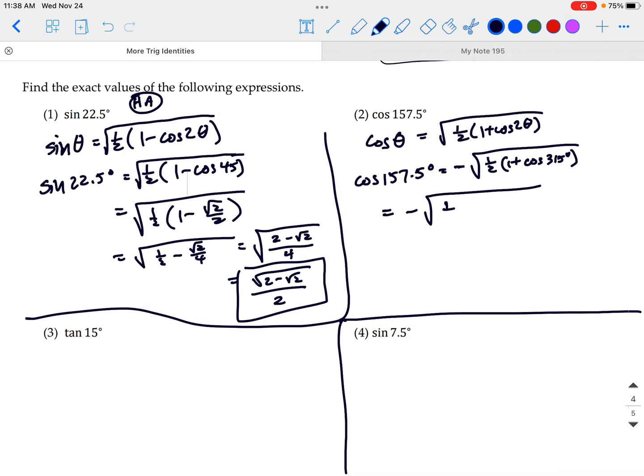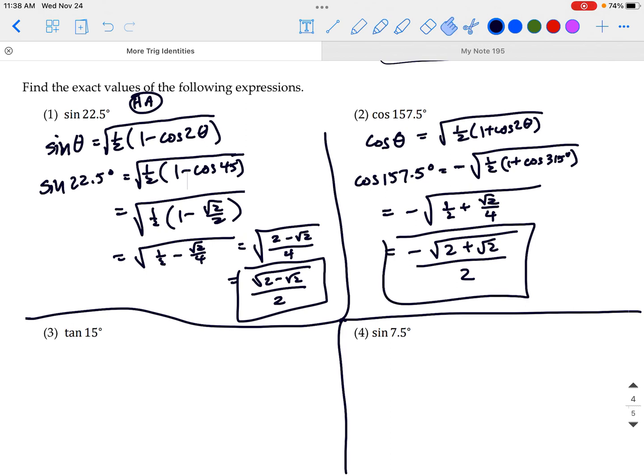So that's going to equal negative square root of 1/2 plus, well, cosine of 315 again is going to be radical 2 over 2. So we're going to get radical 2 over 4. And so this is going to be very similar to what we had in the first example. So we can make the 1/2 a 2 over 4, and we'll end up with negative square root of 2 plus radical 2 all over 2.